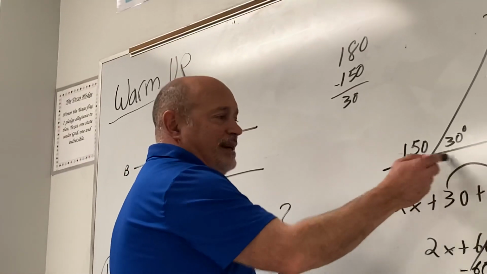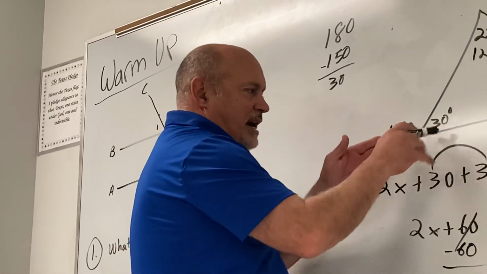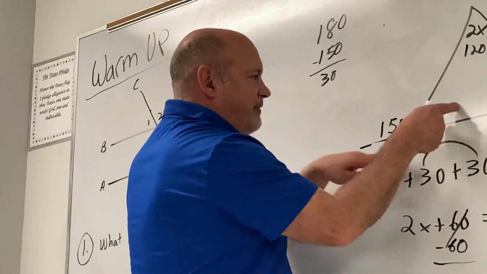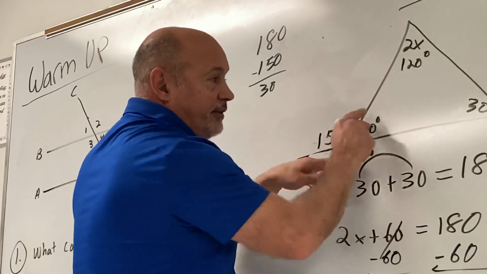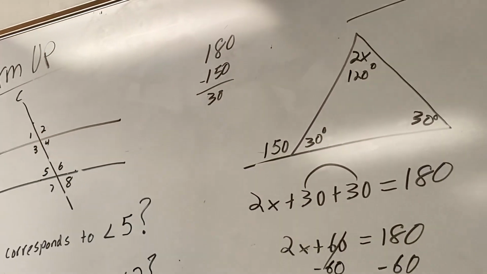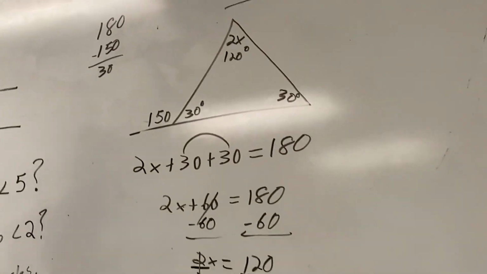And keep in mind, you may see that on the homework. If it's a straight line, this one plus this one have to add up to 180 degrees here. These three also have to add up to 180. Does that make sense? All right, questions?